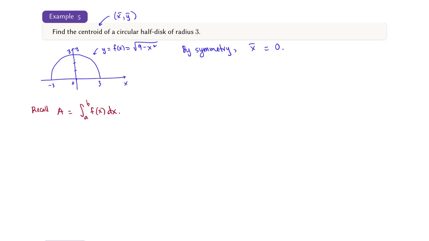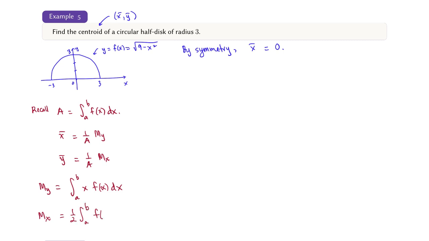Now recall that the area is the integral from a to b of f of x dx. X bar is 1 over a times the moment about the y-axis, and y bar is 1 over a times the moment about the x-axis. The moment about the y-axis is the integral from a to b, x times f of x dx. And the moment about the x-axis is the integral from a to b of 1/2 f of x squared dx. We assume the density is constant in this case.